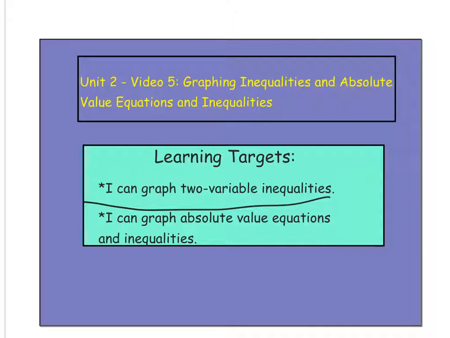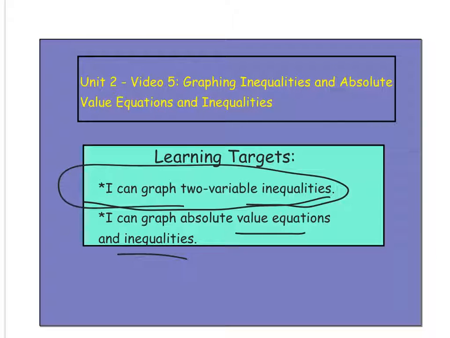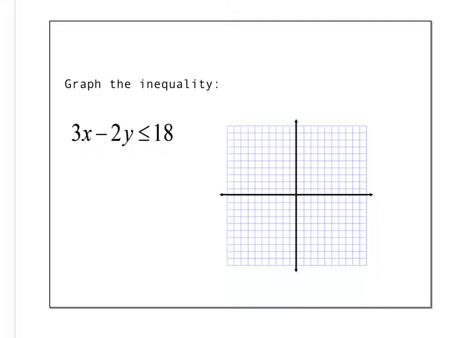I'm going to have two variable inequalities and absolute value equations and inequalities. So inequalities are the stuff you've seen before in algebra 1 and a little bit in geometry. Absolute value equations and inequalities, they're a new wrinkle. So let's get into it and see what we got with them. Graphing the inequality is a little bit different than what you're used to.